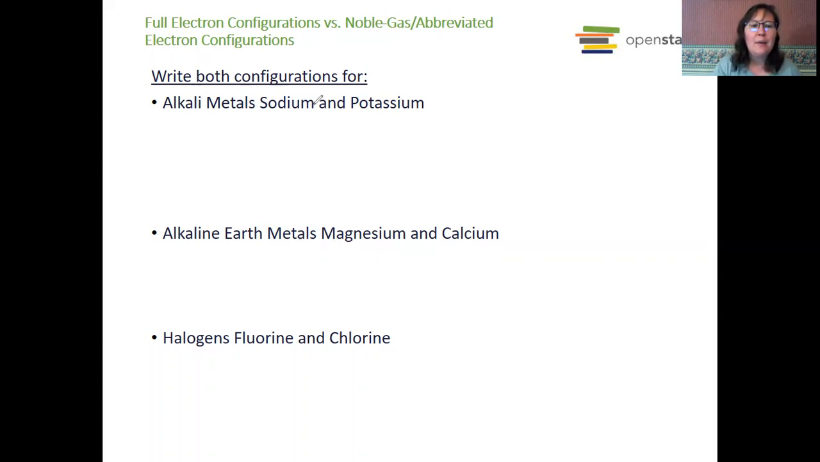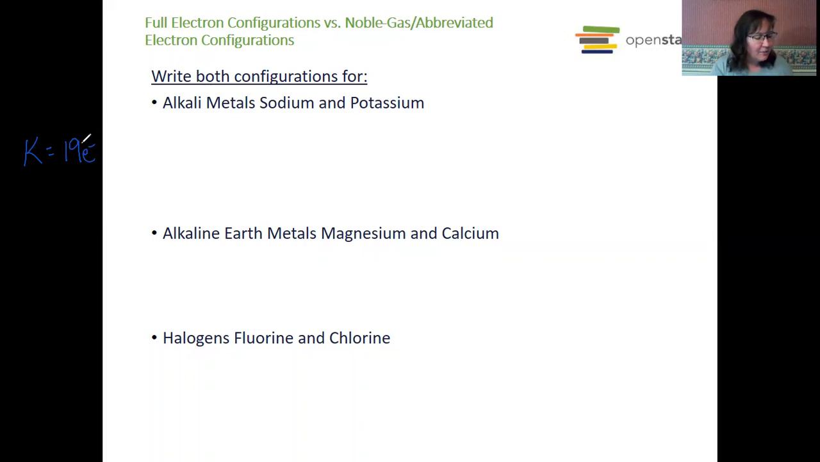First of all, we have the alkali metals, sodium and potassium. I did sodium on the previous page, so I'm not going to do that one again. Let's look at potassium. Potassium is K, and it is number 19, so it has 19 electrons.